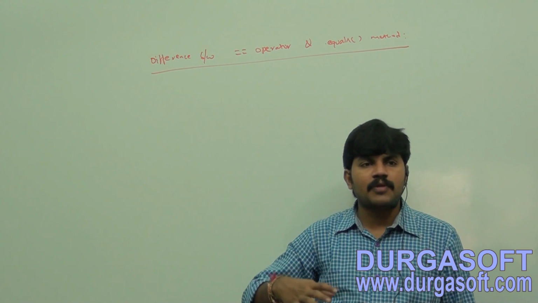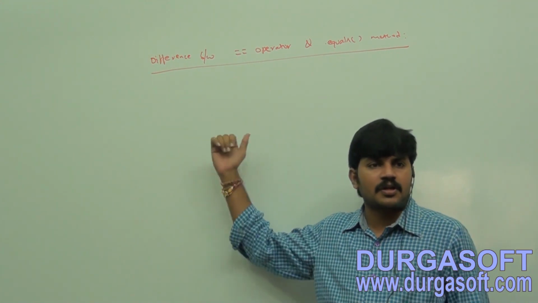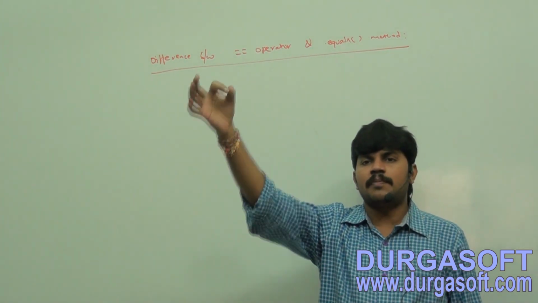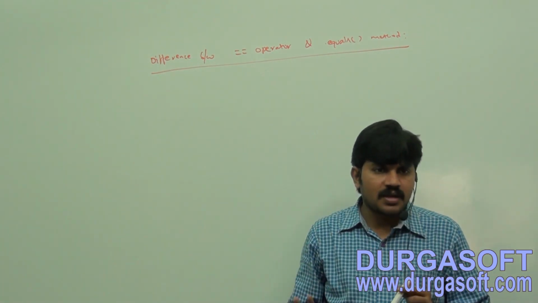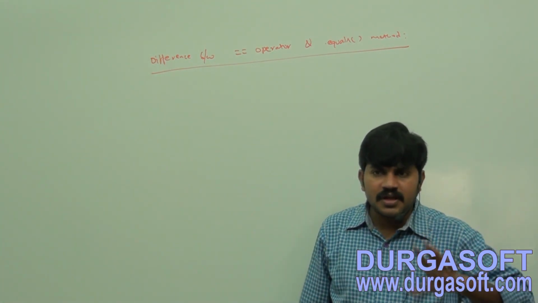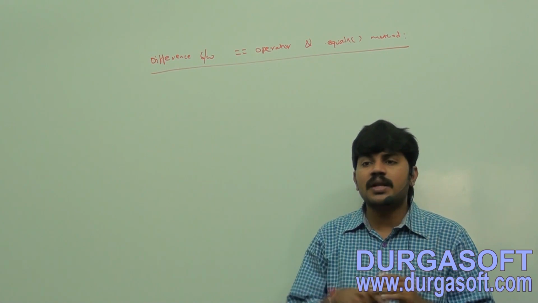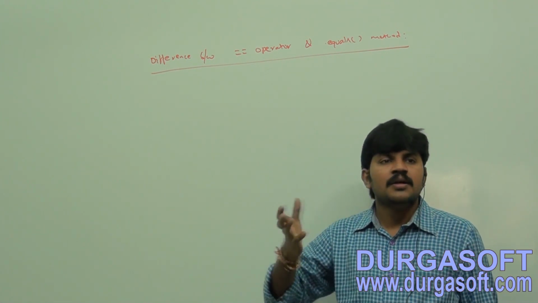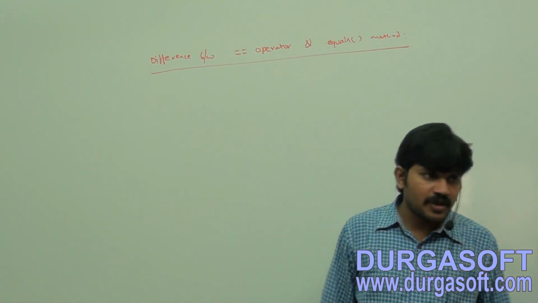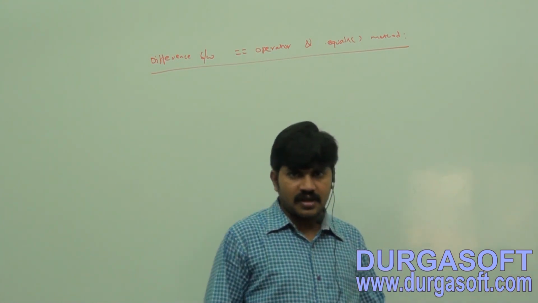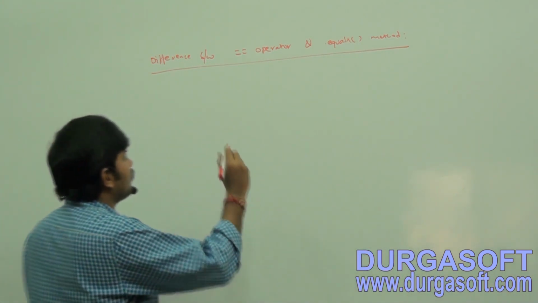So at the very top level, the difference between the double equal operator and the dot equals method is that the double equal operator is meant for reference comparison, and the dot equals method is meant for content comparison. This one line answer you have to tell. Is it clear? Then the interviewer may immediately ask, can you explain with an example? Then you should take which example?